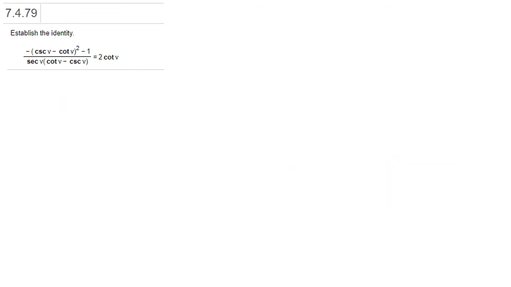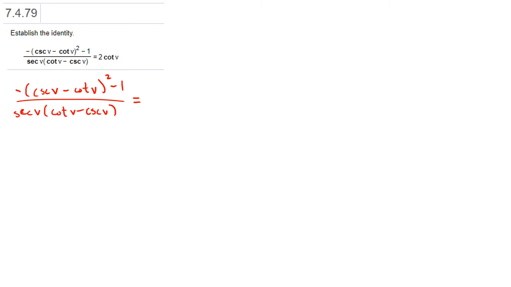All right. I think there's no argument which side looks worse, so let's just start with that and get to it. So I'm going to start with negative cosecant v minus cotangent v squared minus 1 all over the secant of v times the cotangent of v minus the cosecant of v. And I'm hoping at the end of the day I can make this look like 2 times the cotangent of v. Well, I'm going to change everything into sines and cosines.